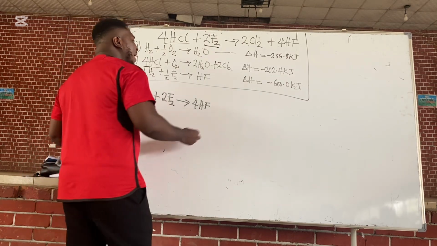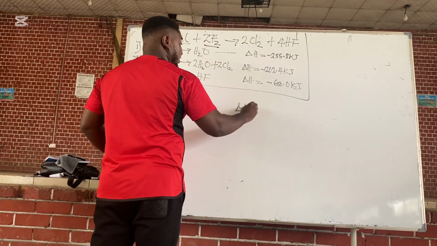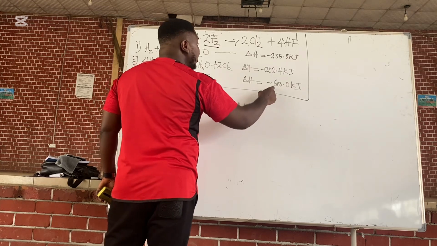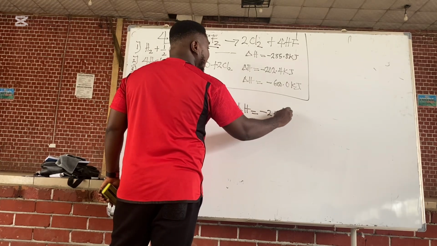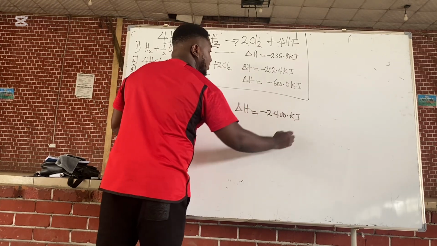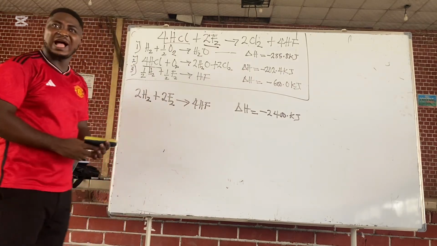Multiplying an equation by 4, what happens to the enthalpy change, class? Multiply by 4, so minus 600 times 4, minus 2400 kilojoules. Are we following, class?